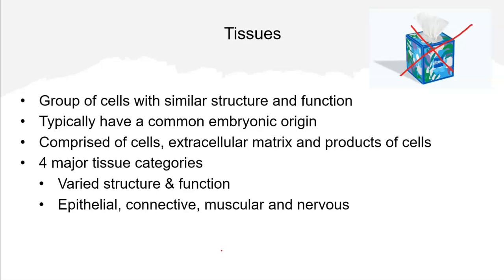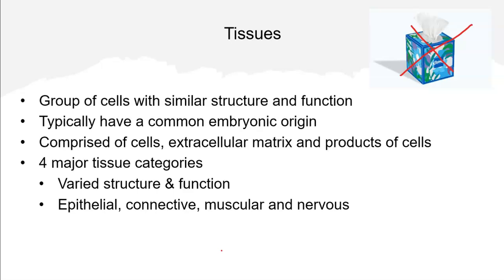So tissues are comprised of the cells, the extracellular matrix, which is stuff outside the cell, and the products of those cells. What's the cell making? We have four major categories of tissues. They're varied in their structure as well as their function. Now, after chapter 1, you should already realize that. So our four categories are epithelial, connective, muscle, and nervous.